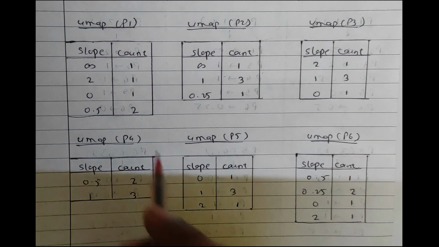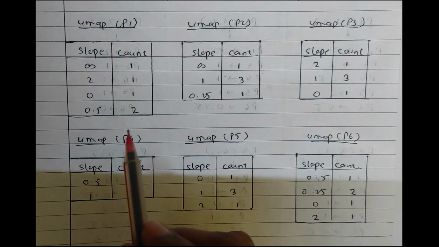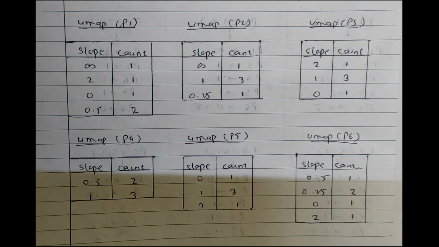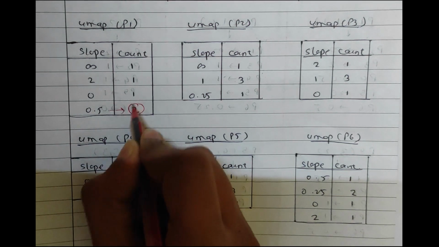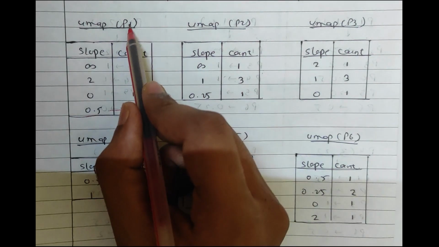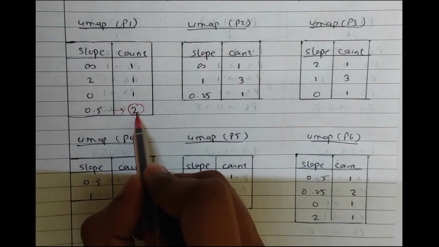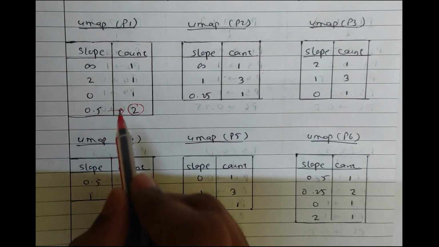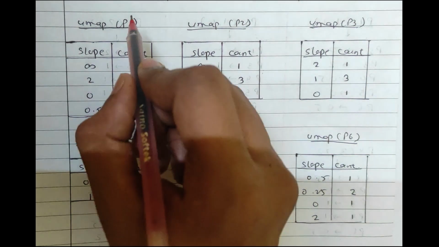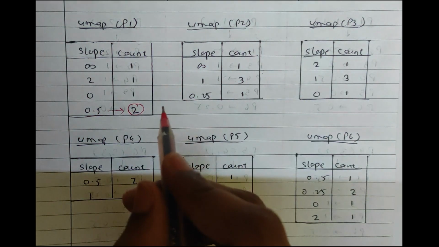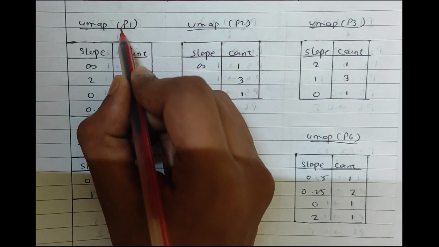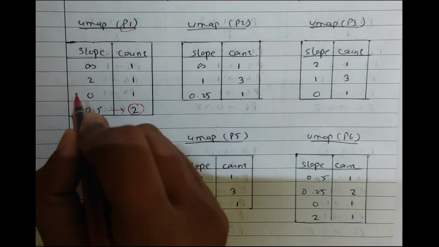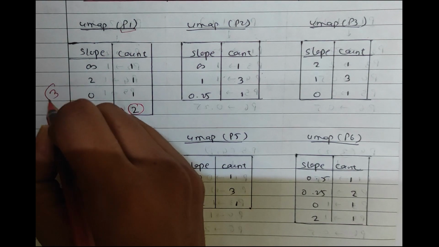So we have to calculate the maximum points. For that, we look into the unordered map and check which count is maximum. For P1, the 0.5 count is maximum, meaning from point 1 there are 2 points such that their slopes are 0.5. So including P1, there are 3 points.